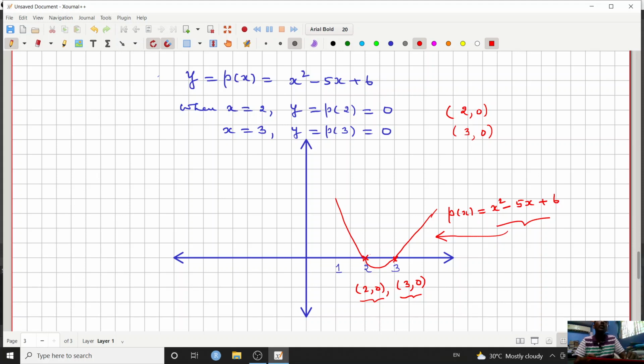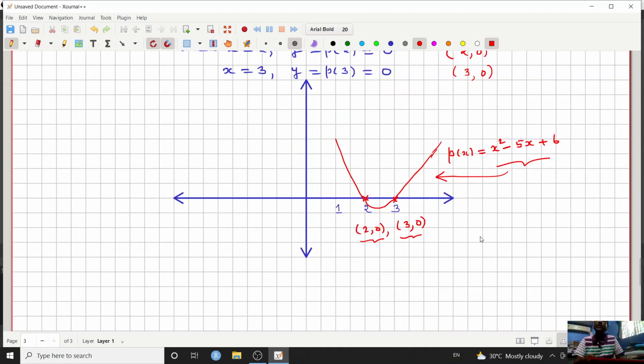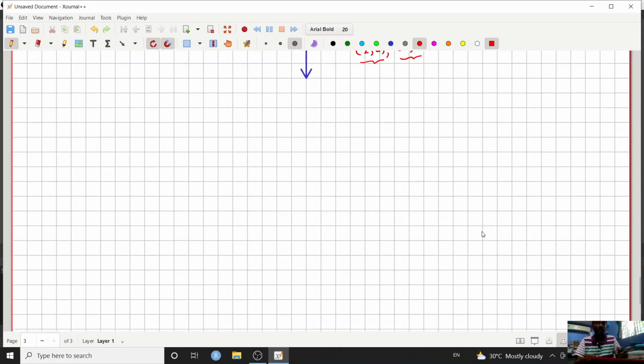How do we find the zero of the polynomial? We find the zero of the polynomial by splitting the middle term. Now we answer a question. Suppose the parabola is y is equal to p of x is equal to x square plus 1. This is also a parabola, but unfortunately this parabola is not going to be 0.